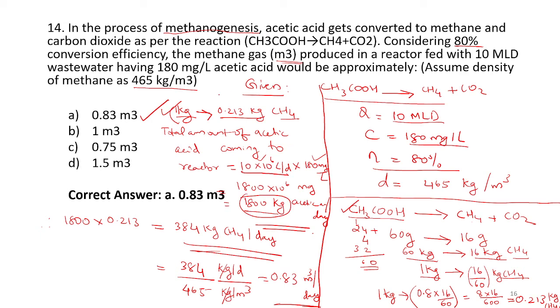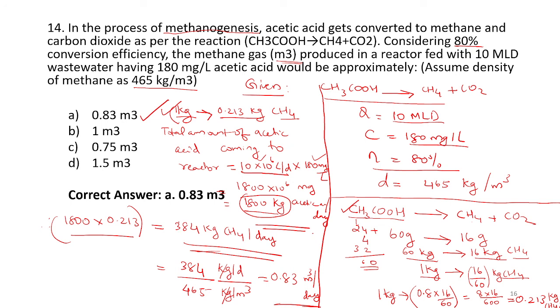We know that 1 kg of acetic acid produces 0.213 kg of methane. And we know the quantity of acetic acid, which is 1800 kg. Therefore, the amount of methane produced you can find out, right? 1800 into 0.213. Is it clear? Yes, madam. Okay, so while calculating this, you get 384 kilogram methane per day.